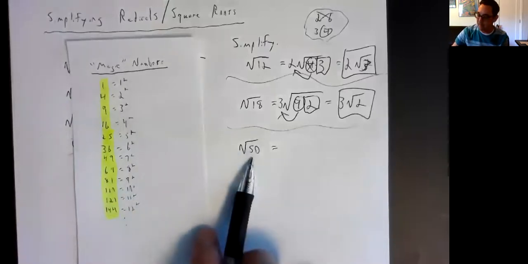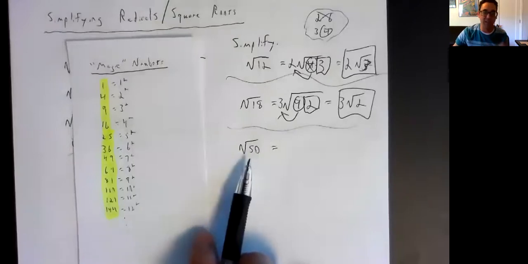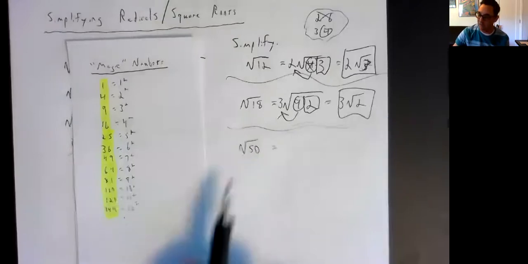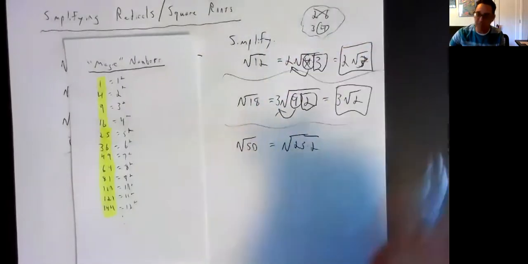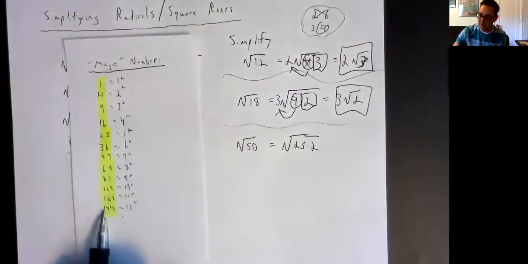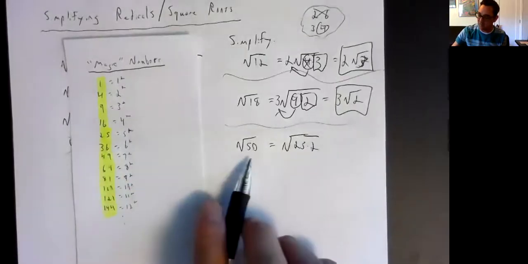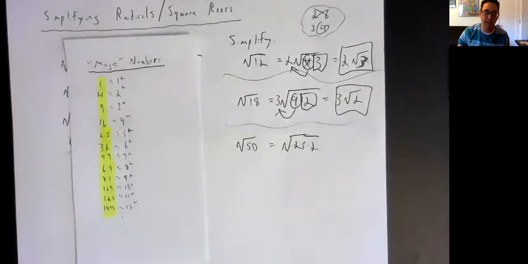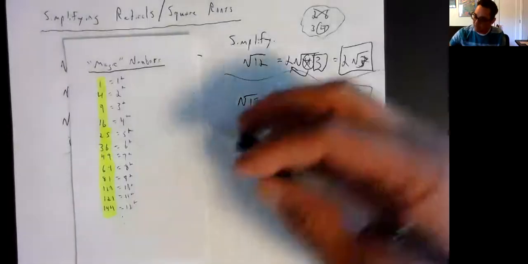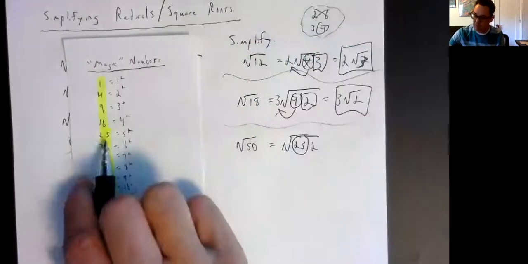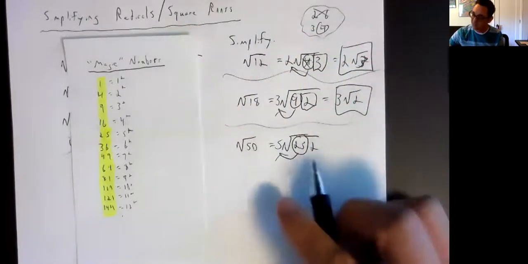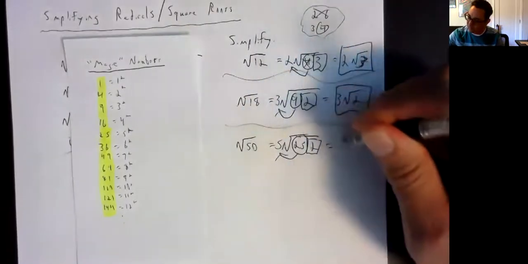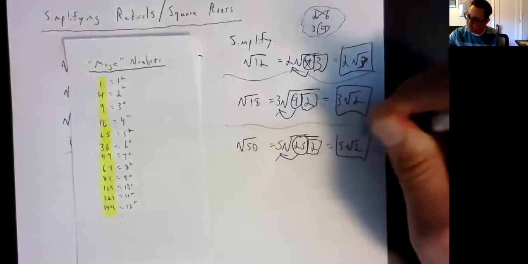But are there any magic numbers hidden inside 50? They're hidden if they're factors. And it does turn out that 25 times 2, you just have to sit there and think about that. Think about the numbers on this list and ask, are any of them hidden inside? Hidden inside means they're a factor. And 25 is a magic number, and it becomes a 5 when you move it outside. 2 is not magic, so it's 5 root 2.